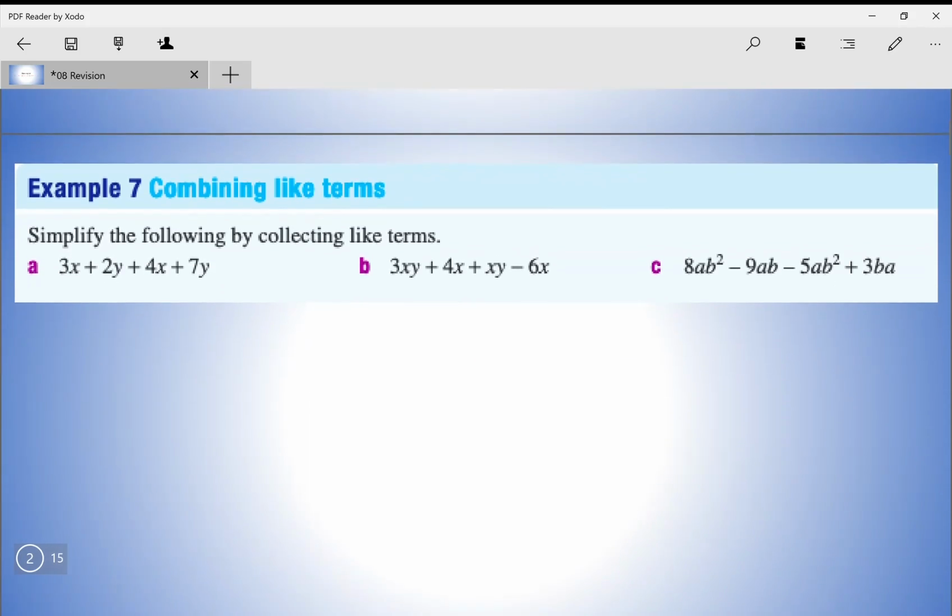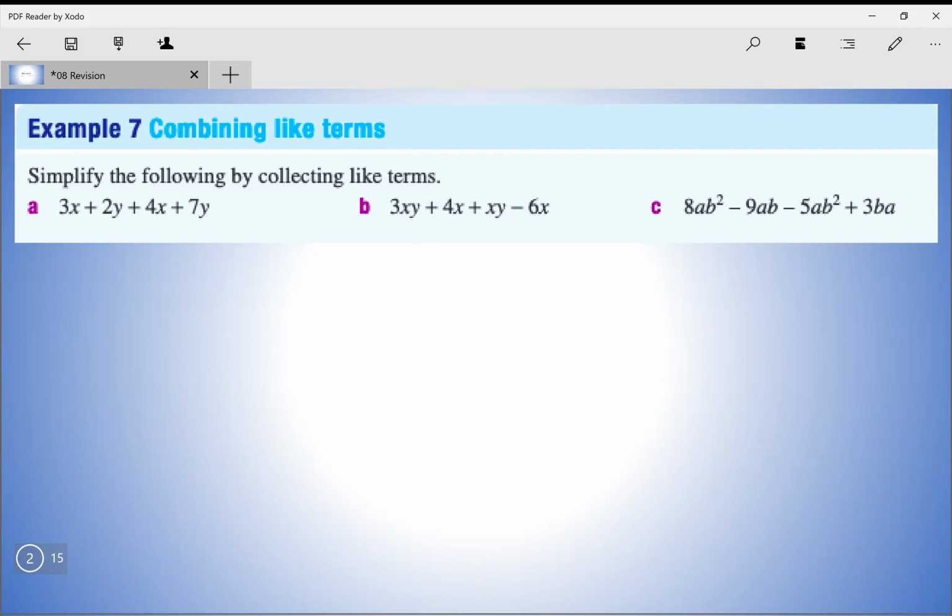What we're going to be going through here is some examples to help you with your revision worksheet. First one I have for you is just addition and subtraction of algebra by collecting like terms. So in this first example over here, 3x plus 2y plus 4x plus 7y, we have two pairs of like terms.